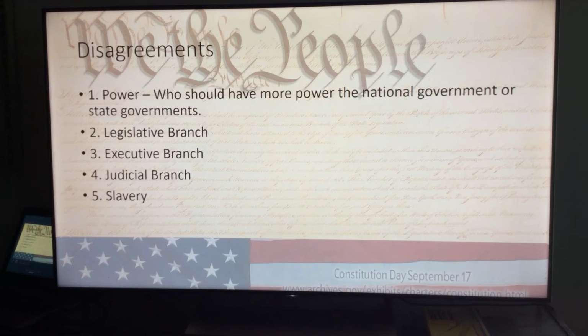So when you talk about the plans, you're going to need to talk about these 5 things in those 2 plans and these 5 things in the compromise.